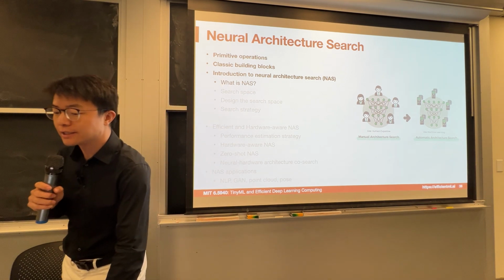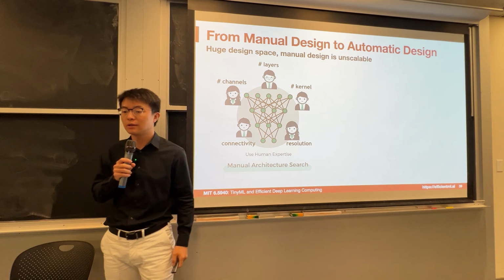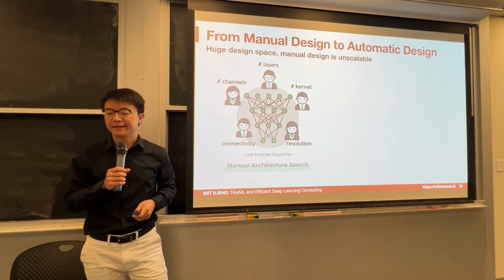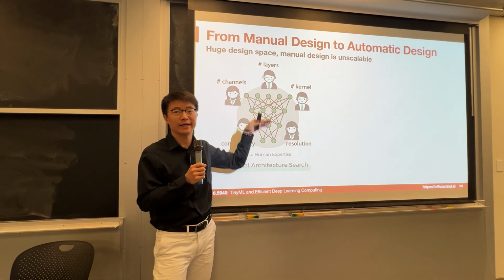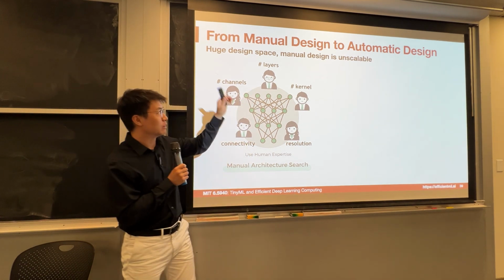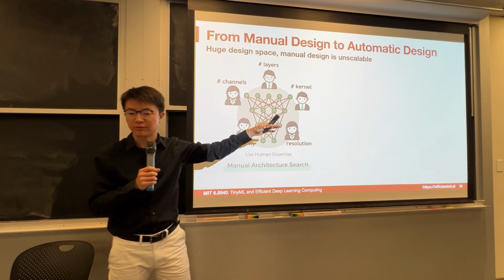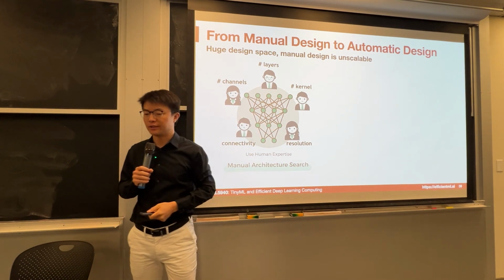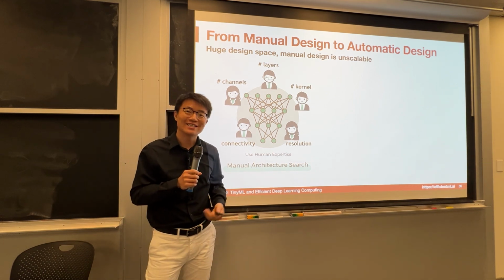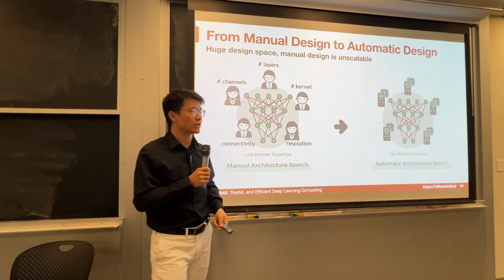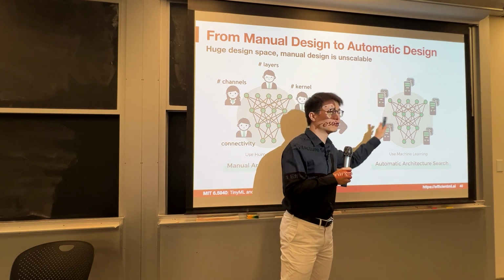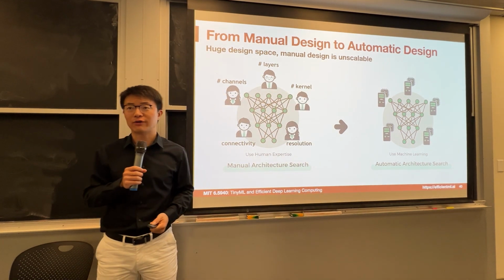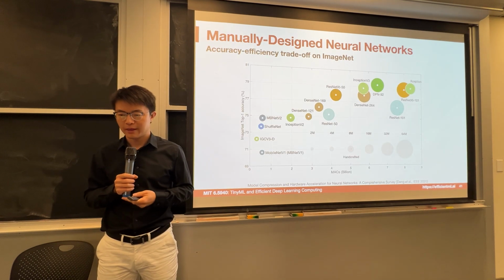Let's continue our discussion about neural architecture search. So there is a pretty big design space. Like we mentioned, in a neural network, we have to design many dimensions, like the number of layers, number of kernels, kernel size, number of channels, connectivity, resolution. Using human expertise, this is such a big design space that we want to leverage the machine to design machine learning models to automatically find those good dimensions.